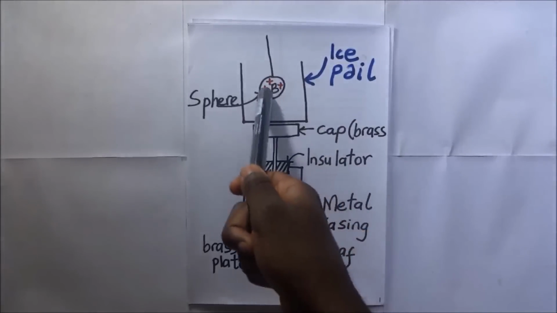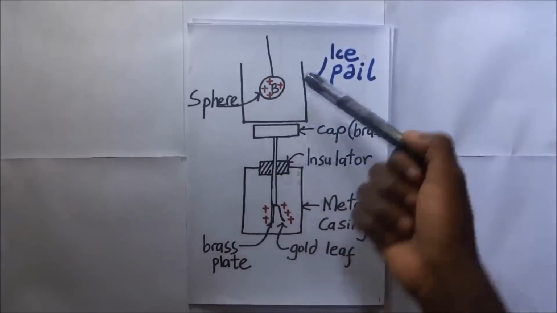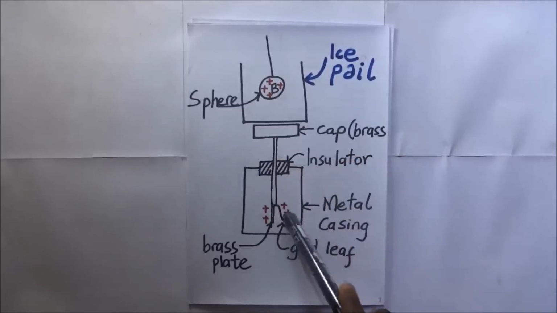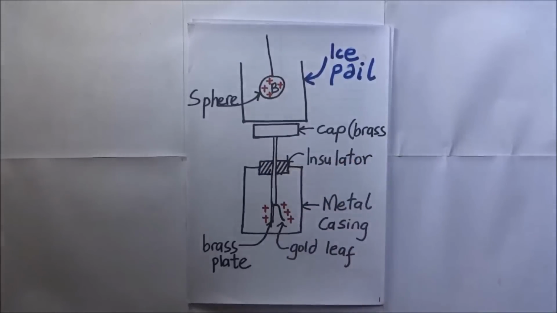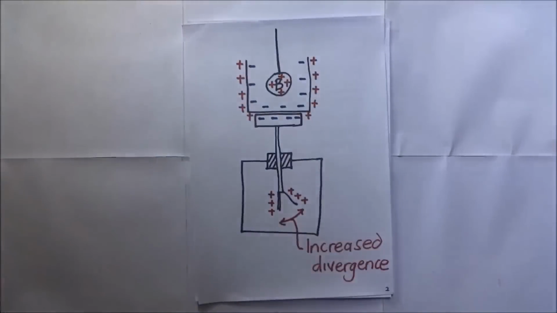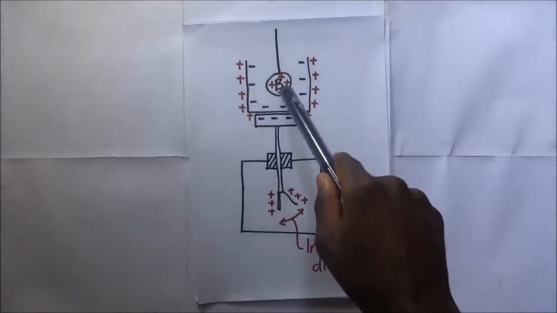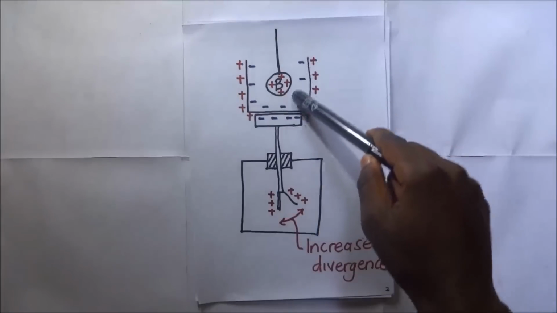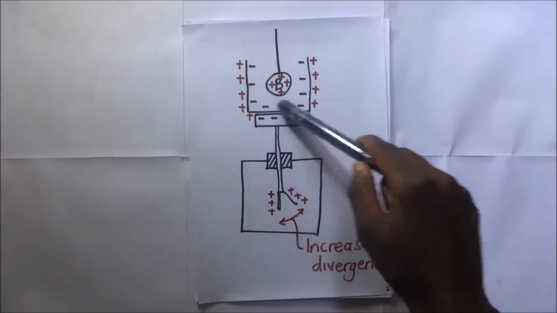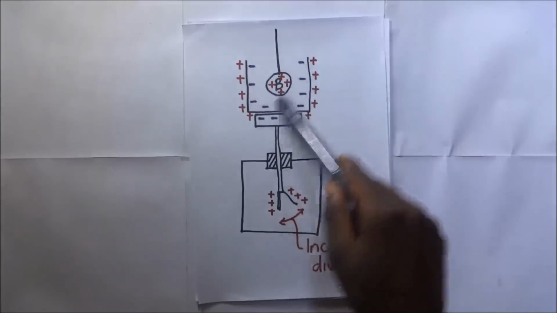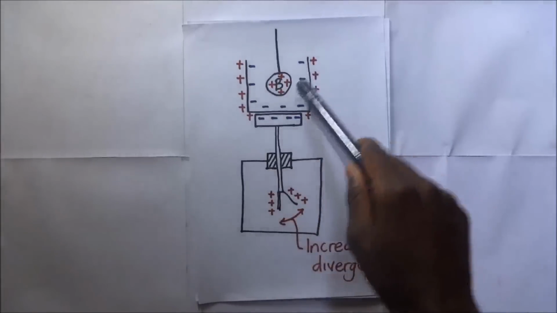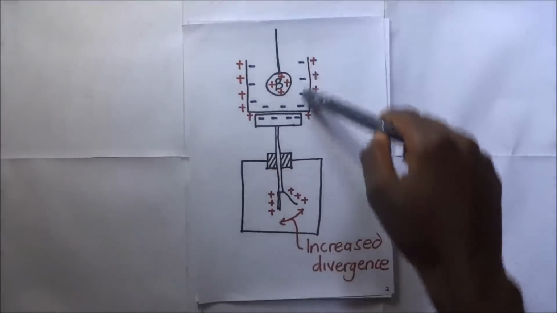Because this is a sphere that is positively charged, and this setup is put on a gold leaf electroscope that is also positively charged. So what exactly happens when this sphere is in here? Now sphere B being positively charged is going to induce a negative charge around. Now this negative charge that has been induced inside the ice pail as a result of this positive charge is also going to induce a positive charge outside the ice pail.